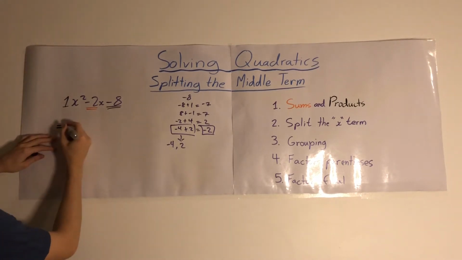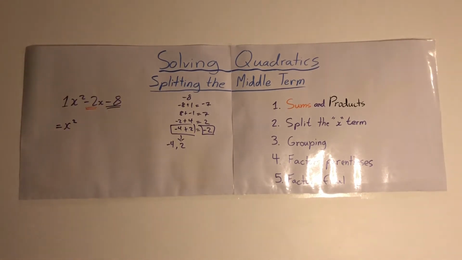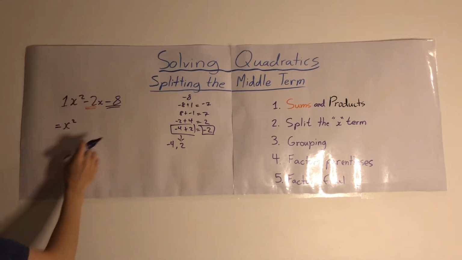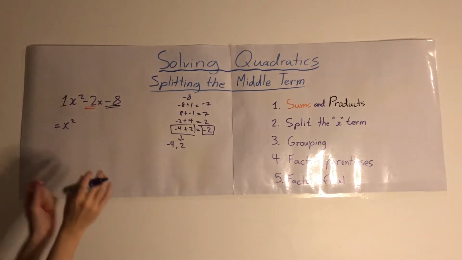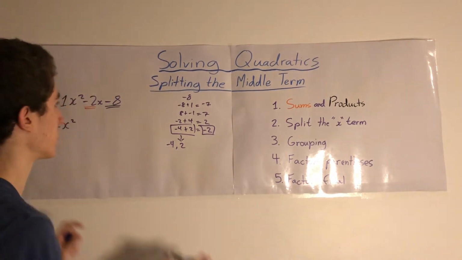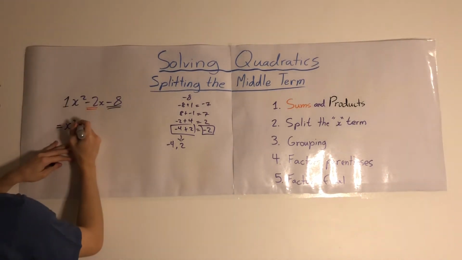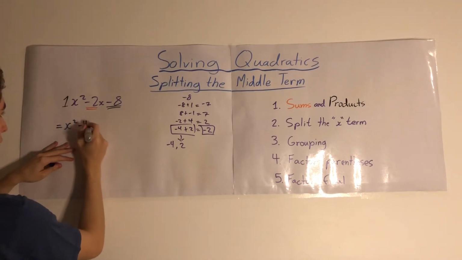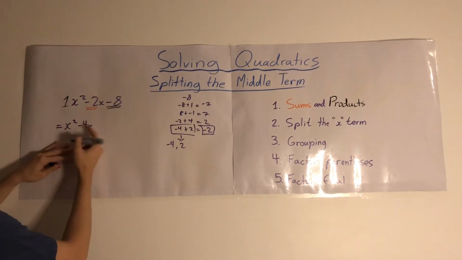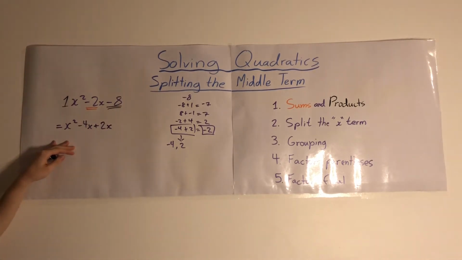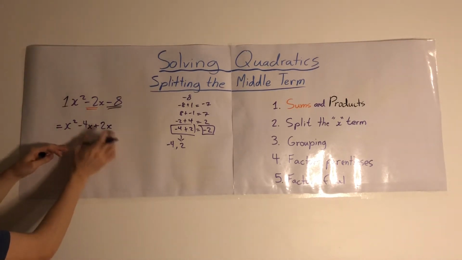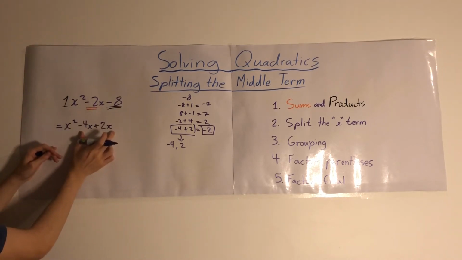And we start rewriting. We rewrite the first term, the x squared, but then instead of -2x, we're going to split it into two terms of x. So let me show you how to do this, and then I'm going to explain. We're going to split it into -4x, our first number, right, multiplied by x, plus 2x, okay? We just split this term into two.